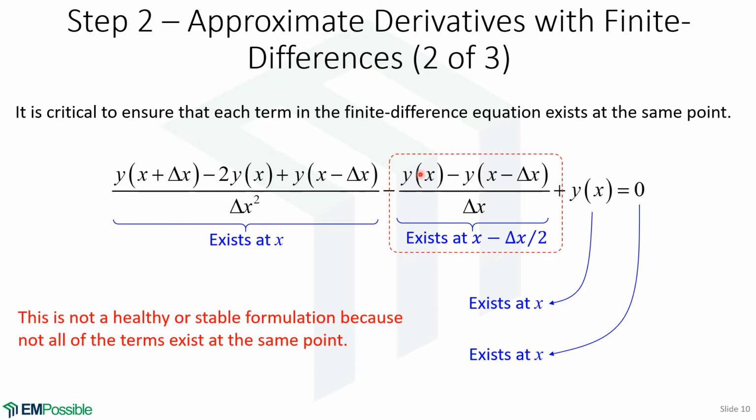Well, at this point, we see the problem. This second term here does not exist at the same point in space as every other term. Now, sometimes you can get away with this, but many times this is going to lead to an unstable finite difference solution. And so we don't want this. We need to fix this. We need to somehow do a first order derivative so that it exists at x, so that the entire equation exists at the same point. Alternatively, we could fix all the other terms so they somehow exist at x minus delta x over 2. Of course, I think it's easier to fix one term than it is to fix everything else. So that's what we will do.